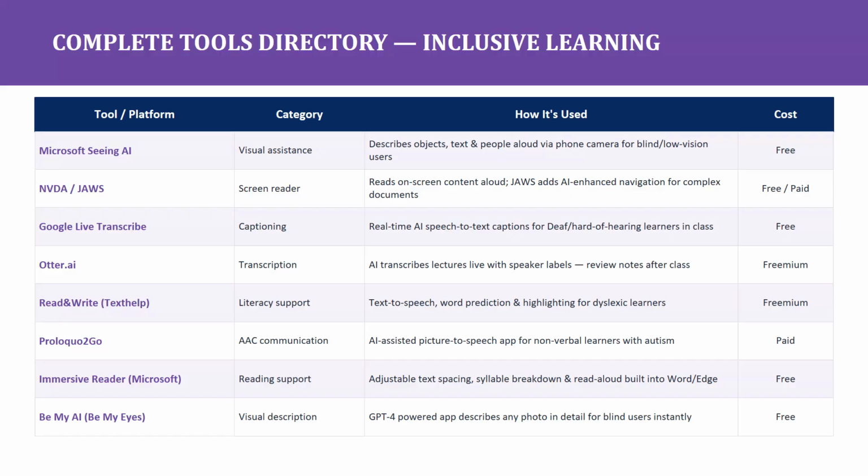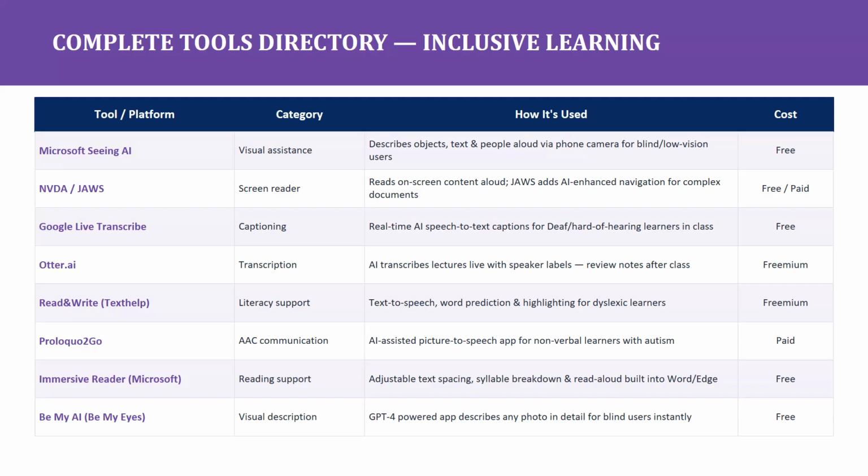Then we have Otter AI, or Read AI. These are normally used in transcription of texts and content and to produce meeting summaries, especially if we are in a meeting like this, and also converting them into text that can be exported easily into a document or minutes. Then you have AI that transcribes lectures live with speaker labels. We also have review notes after classes. This can be done with that.